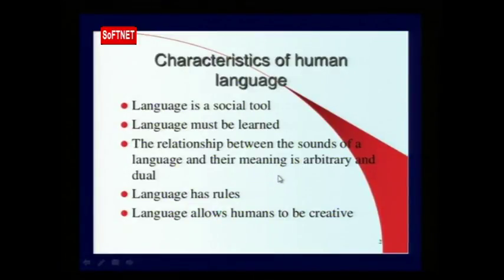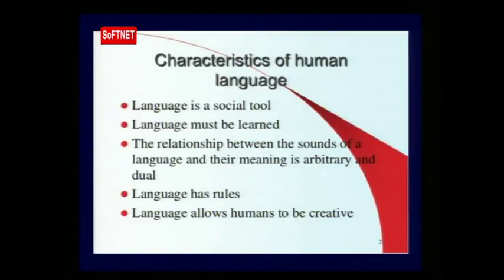The next rule is language has rules. Do you agree that language has grammar? Yes, you might have heard about it. So what is grammar? Grammar is nothing but rules of the language. We have to follow the rules to speak language in the most appropriate manner.